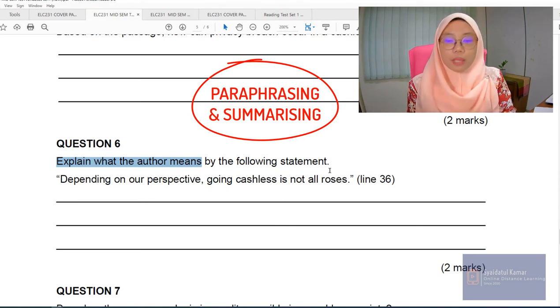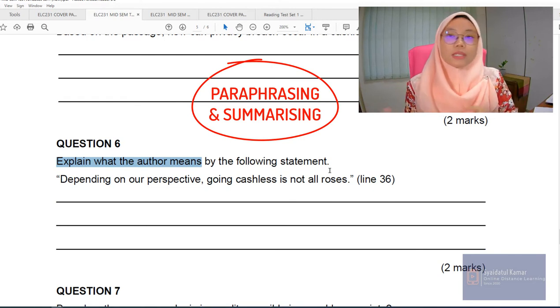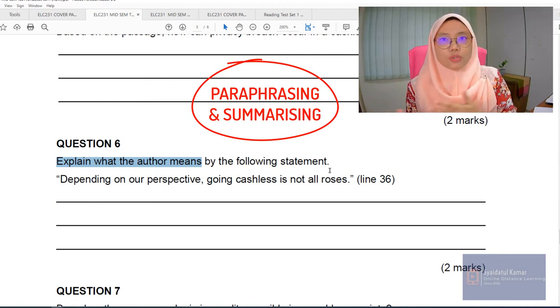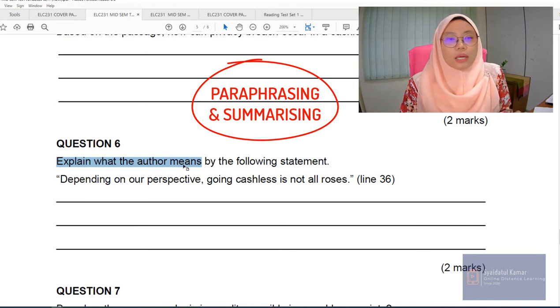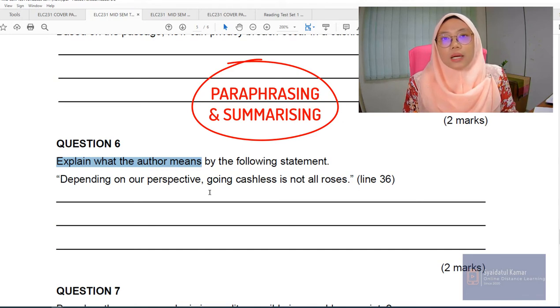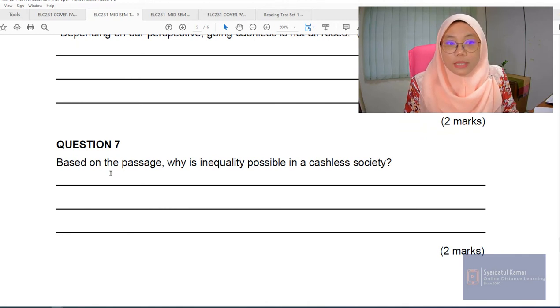In short, paraphrasing means that you deliver the same statement, the same idea in different words, in different phrases, in a different way. So usually when we explain something and then we want to explain it again, we use different types of words, we explain again and again, so we paraphrase it to show our understanding. And question 6 is also a paraphrasing question. Okay? Alright, question number 7.